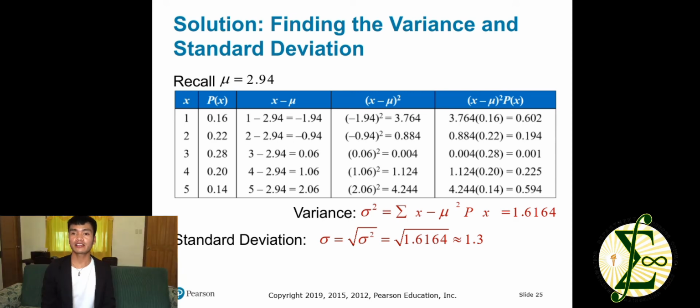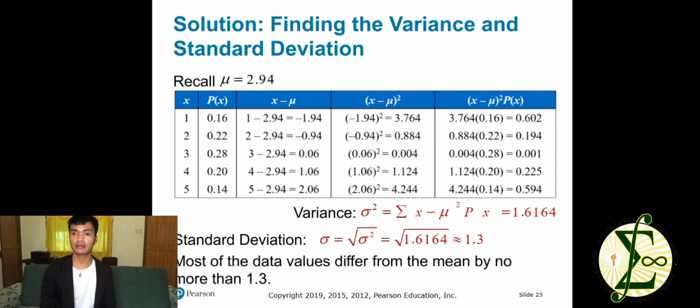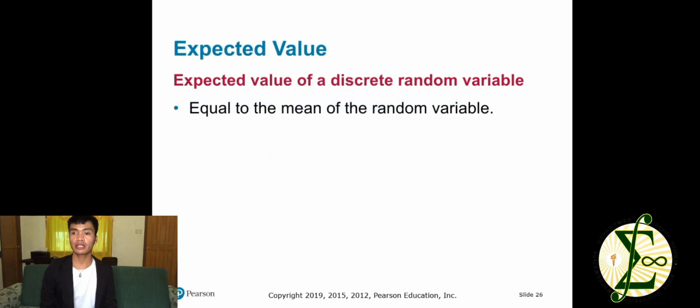We are now in the last section of this topic, the expected value. The expected value of a discrete random variable is equal to the mean of the random variable. So the formula in finding the expected value is: expected value of x is equal to the mean, which is the summation of x times the probability of x, or the summation of the product of x and its probability.